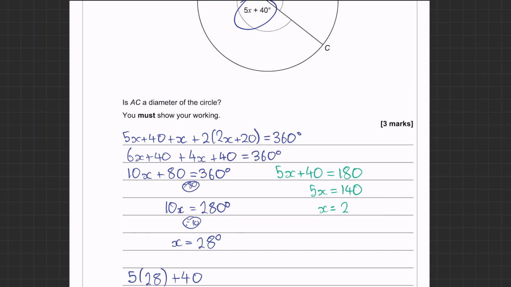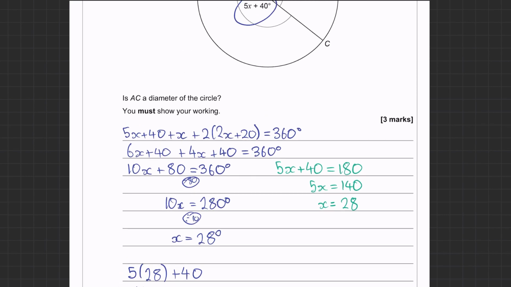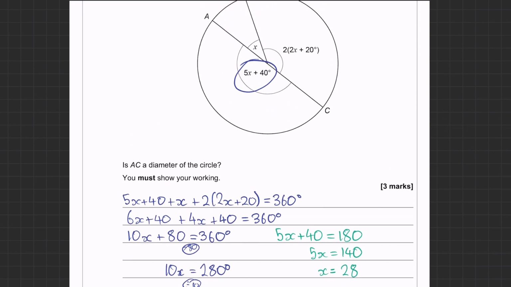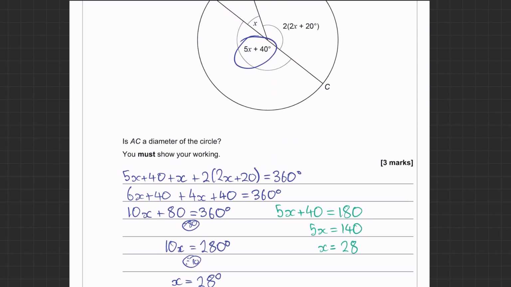So we already know x was 28 before, so we're doing something right because we're getting the same values. But what we want to do is input this 28 into everything, because all this is meant to equal 360. So we'll say we've got 5 lots of 28 plus 40 plus x, which we know is 28 now, plus 2 lots of 2x, so 2 lots of 28 plus 20.